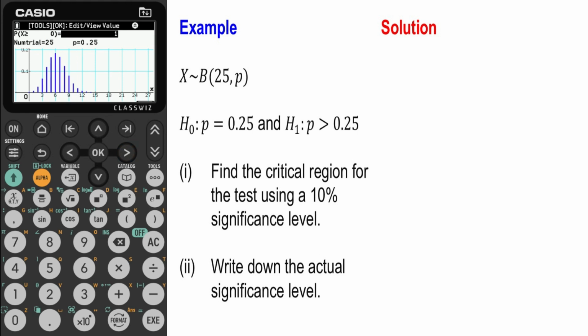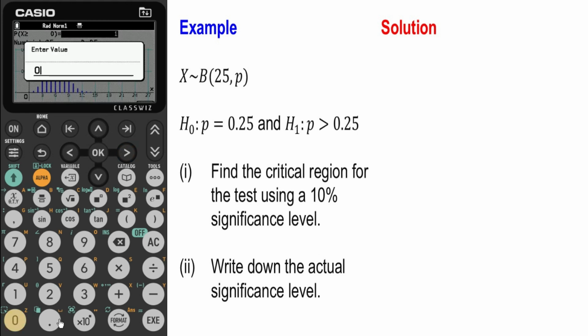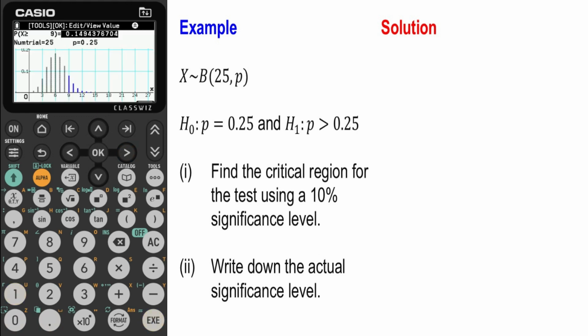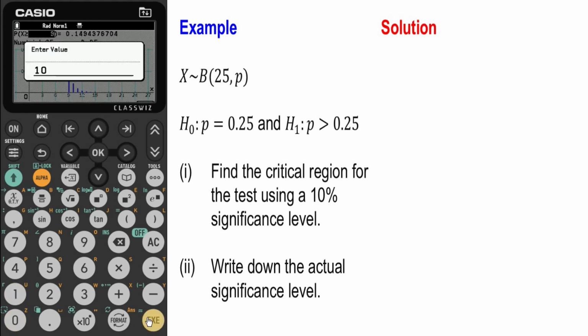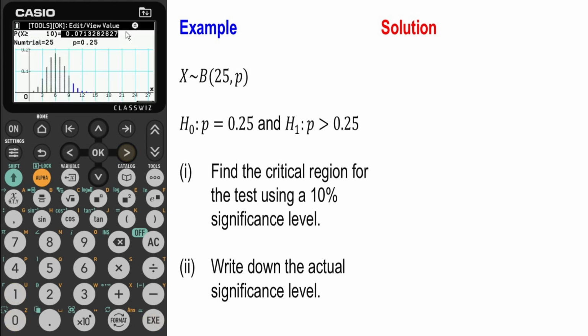Let us enter in the 10% significance level here. So we have 0.1. What our calculator does is it gives us the region where we accept h0. And you can see this is clearly bigger than the 10%. So, because we have an upper-tailed test, we have to do one more than this, which is 10. And now you can see this value is less than 10%.